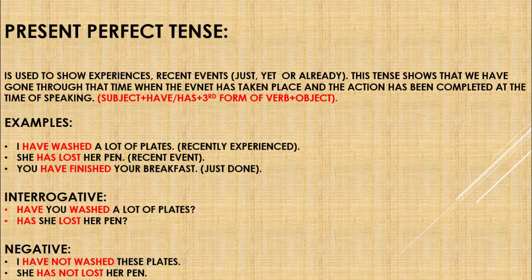We start an interrogative sentence with the auxiliary verb has or have. As you can see the examples, have you washed a lot of plates? Has she lost her pen? In the negative sentences, we use not after the auxiliary verb has or have. I have not washed these plates. She has not lost her pen.